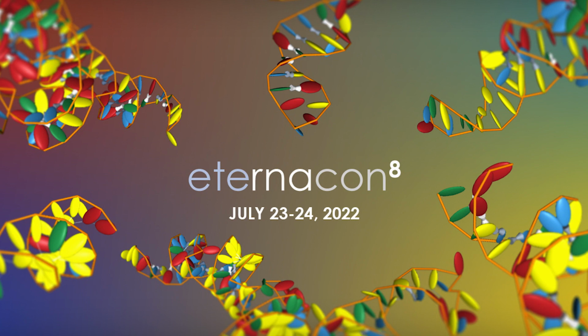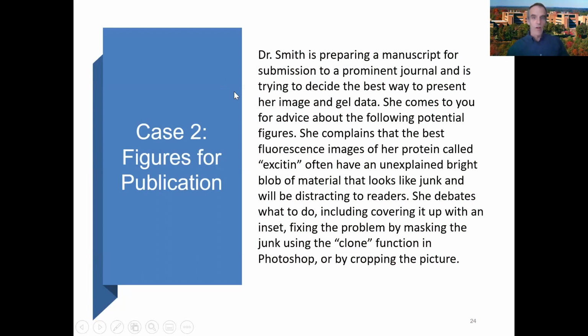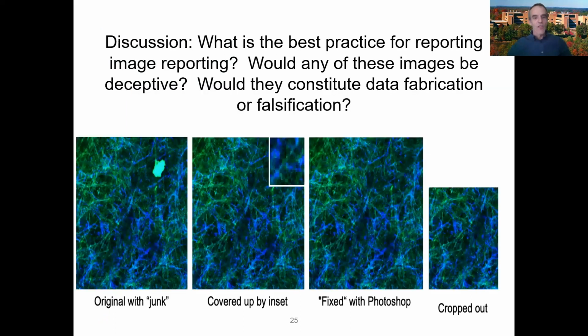Okay, so let's go to another example. Dr. Smith is preparing a manuscript for submission to a prominent journal and is trying to decide the best way to present her image and gel data. She comes to you for advice about the following potential figures. She complains the best fluorescence images for a protein called excitin often have an unexplained bright blob of material that looks like junk and will be distracting to readers. So she's debating what to do. On the left, you have the original with the junk in it, the blob.